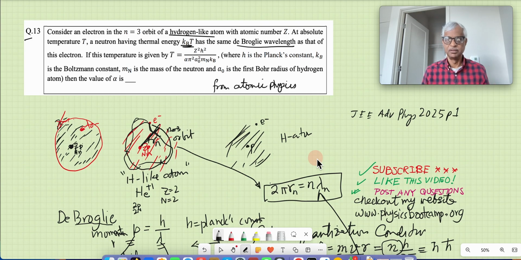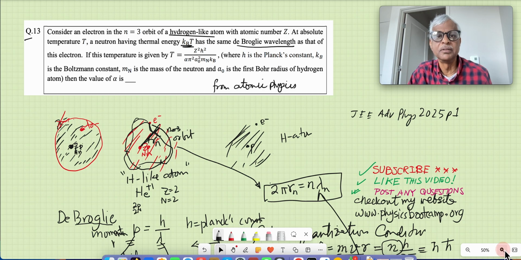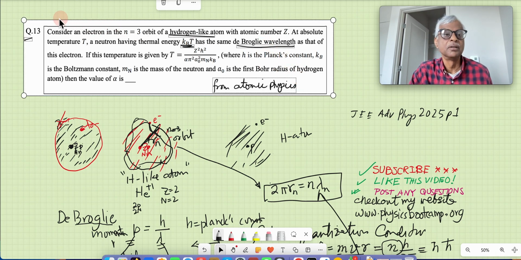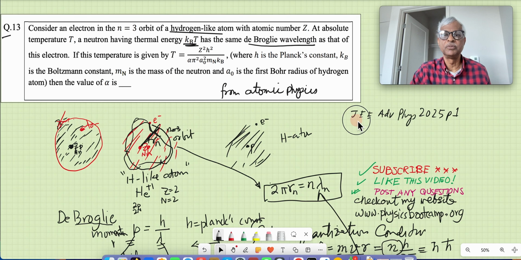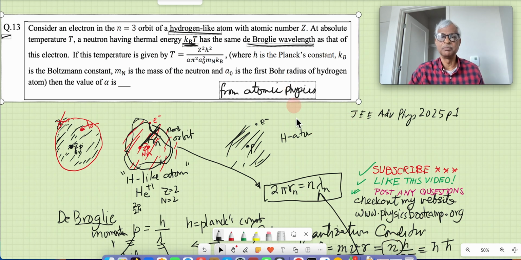So let me expand this a little bit so I can read. My eyes are getting a little worse now, so I need a big one to see it.